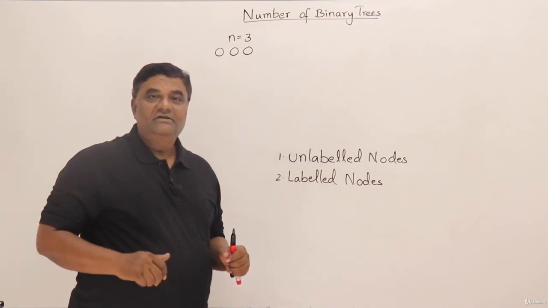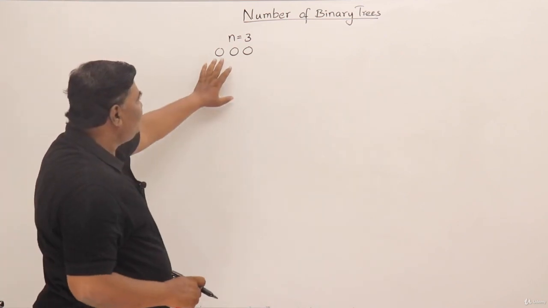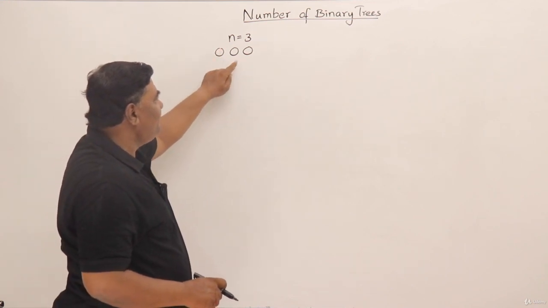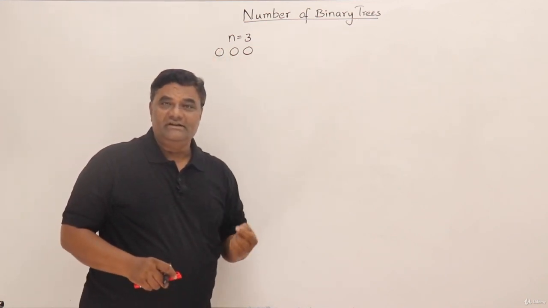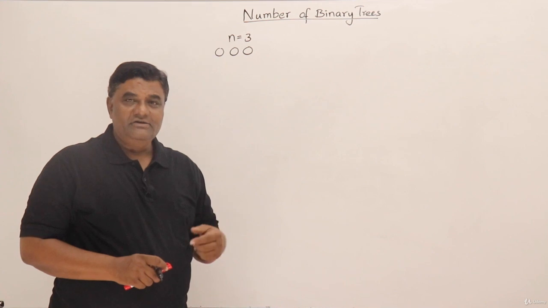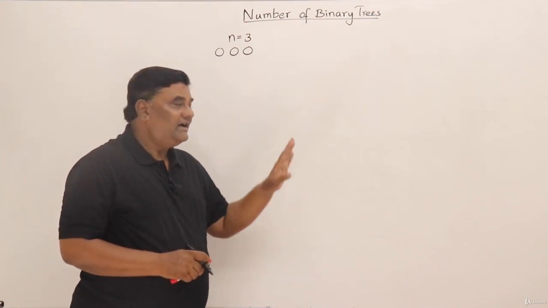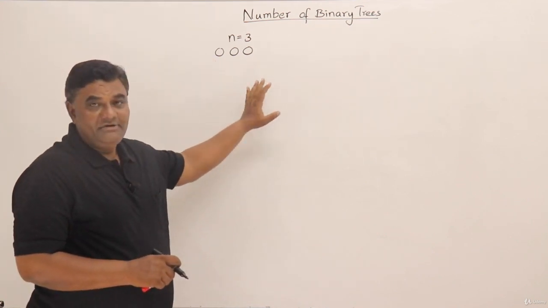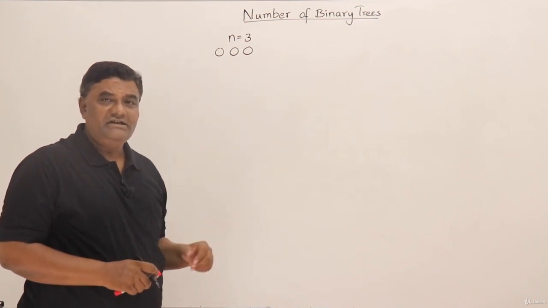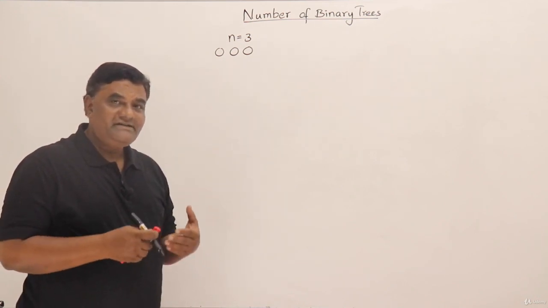Let us start with unlabeled nodes. This is an example of unlabeled nodes. These are empty nodes. Labeling is not there: alphabets A, B, C or numbers 1, 2, 3, nothing is written in them. So these are unlabeled nodes. If 3 nodes are given, how many different binary trees can be generated?